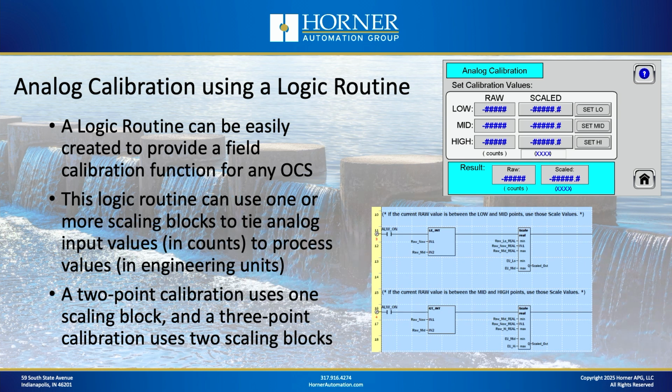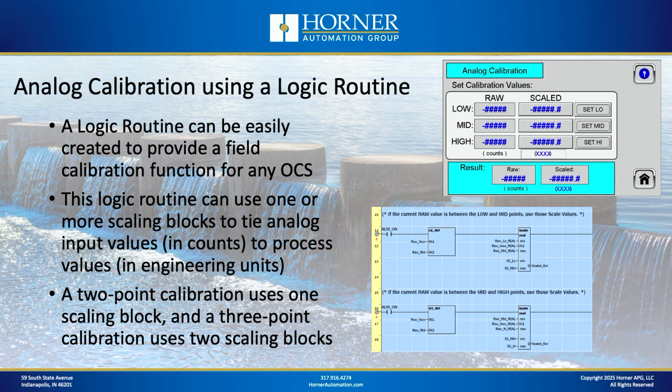Okay. Now the key to the logic routine, and we're going to cover this after we go through the demonstration, is the scale block. So if we want to perform a 2-point calibration, where we set the machine to the minimum process value and the maximum process value, we would need a single scaling block for that. But if we're going to perform a 3-point calibration, which has some advantages of some extra accuracy, then we'll have a low point, a high point, and then somewhere in between.